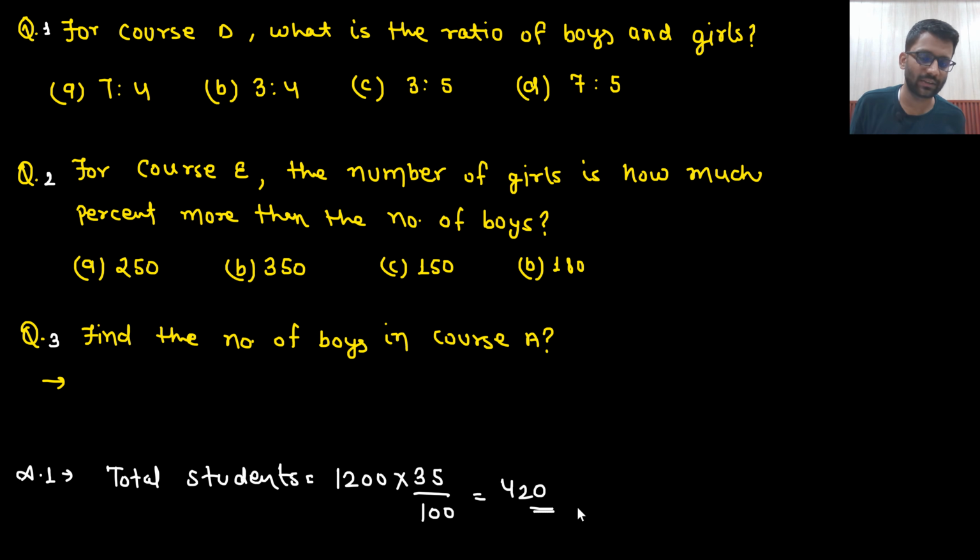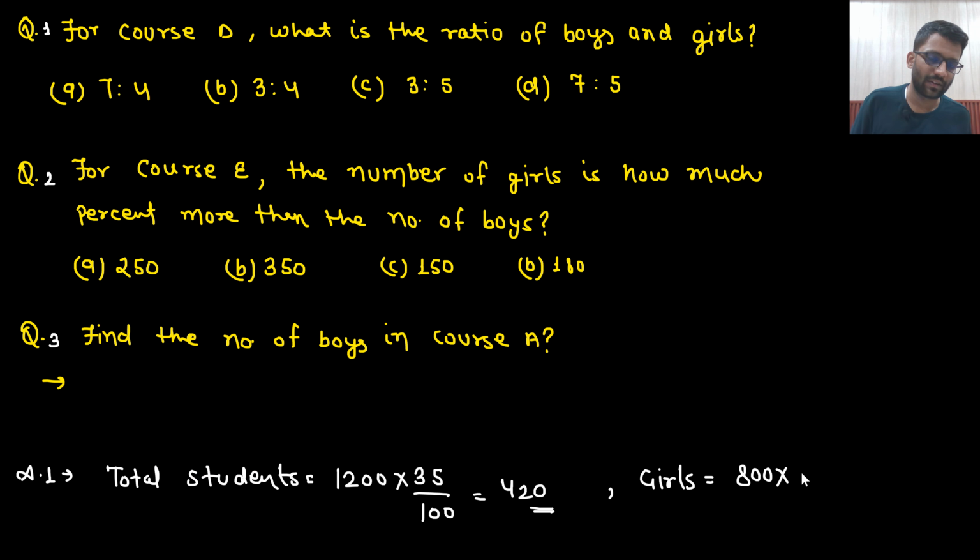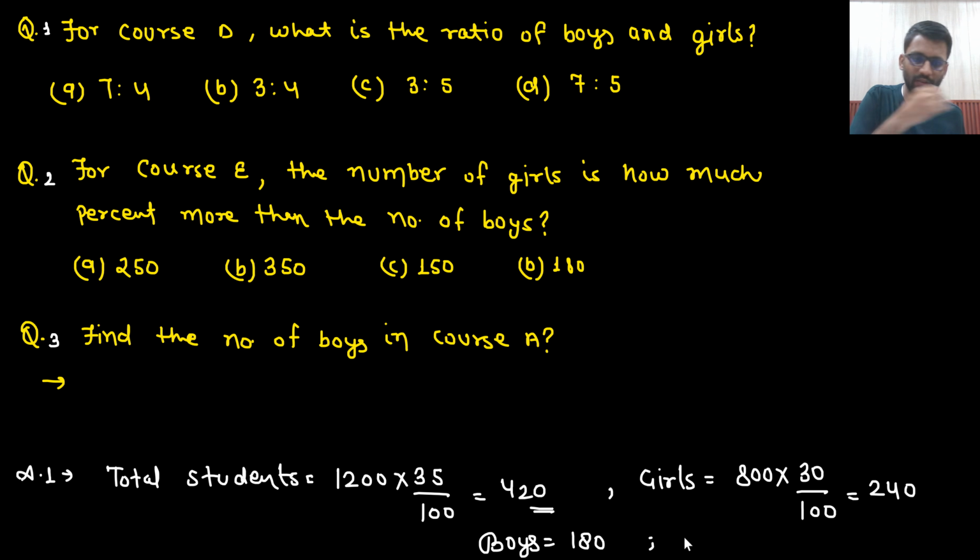These are the total students, not boys. And how many girls are there in course D? 30% of 800. So that would be 240. So how many boys will be there? 420 minus 240. That would be 180. So boys are 180. So what is the ratio they are asking? Boys to girls. So 180 ratio 240. So 3 ratio 4.